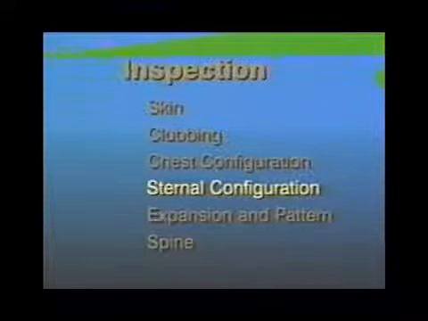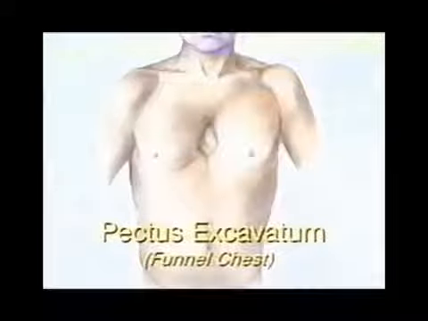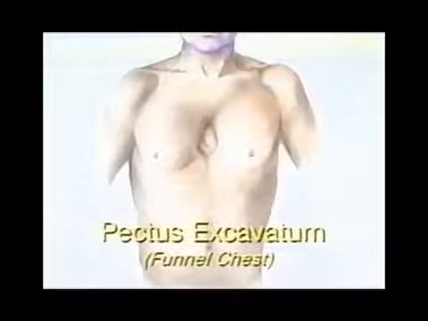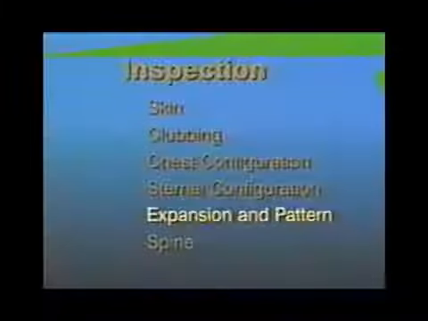Inspect the sternum for any musculoskeletal abnormalities which may inhibit normal rib cage excursion and lung expansion. Pectus carinatum, or pigeon breast, is the result of childhood respiratory disease and is characterized by a convex or prominent sternum. Pectus excavatum, or funnel chest, is the result of a congenital abnormality and is characterized by a concave or depressed sternum.